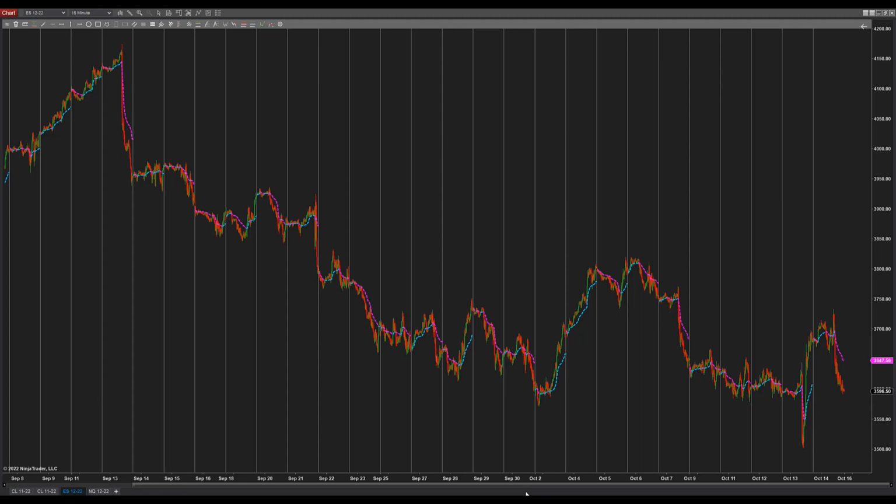Now this is, I think, an underappreciated technical tool that both swing traders and day traders could really benefit from. If you're not familiar with it or not using it, I think it could really add some value to your trading. In front of me we have a 15-minute chart of the December ES. I'm recording this on Sunday, October 16th. We're just going to look at the most recent data.